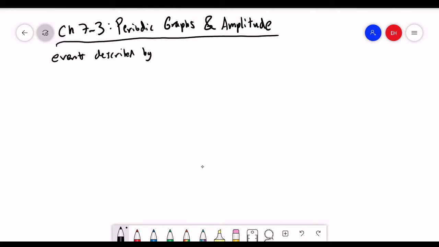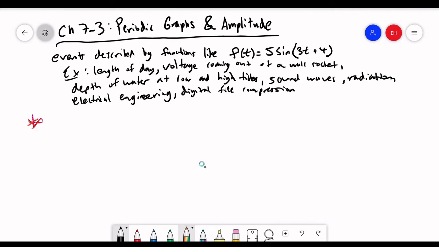Pre-calculus students, we have another exciting trigonometry section for you today. Chapter 7.3, periodic graphs and amplitude. So let's start by talking about what kind of things we find in real life that can be modeled by a sine function, such as f of t equals 5 sine 3t plus 4, for example.